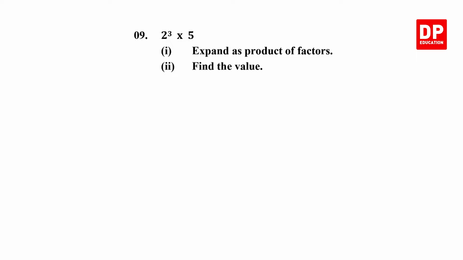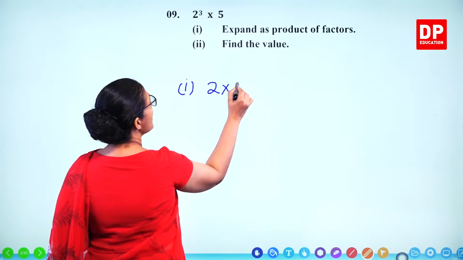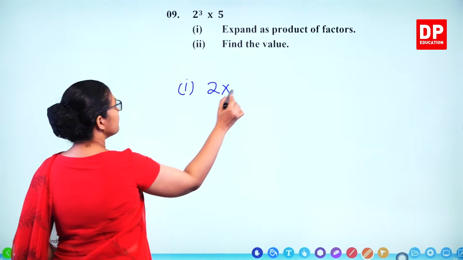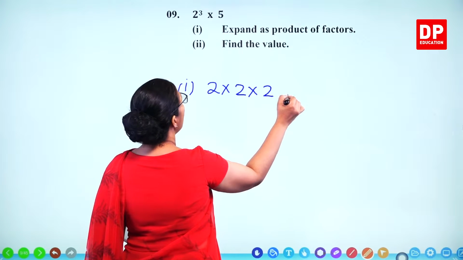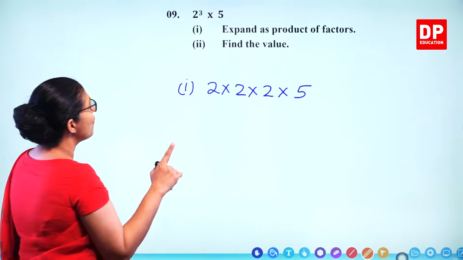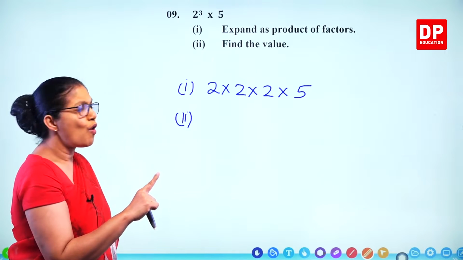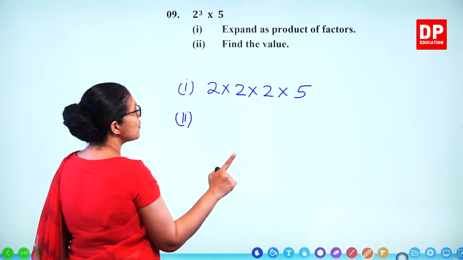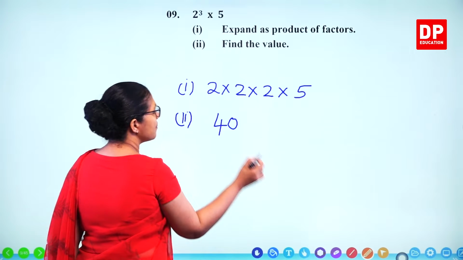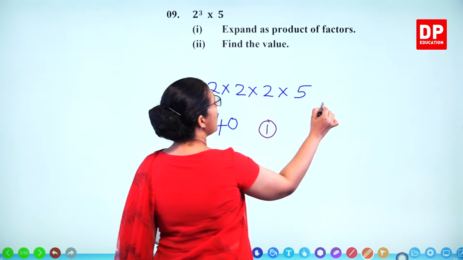Question number 9. 2 to the power 3 into 5. Expand as a product of factors: 2, 3 times, and 5 only once. So that's expanding as a product of factors, and then find the value. 2 times 2, 4. 4 times 2, 8. 8 times 5, 40. 2 marks, 1 each.